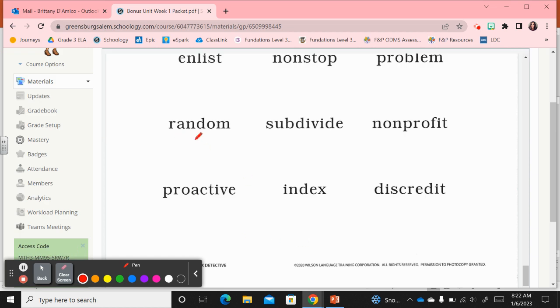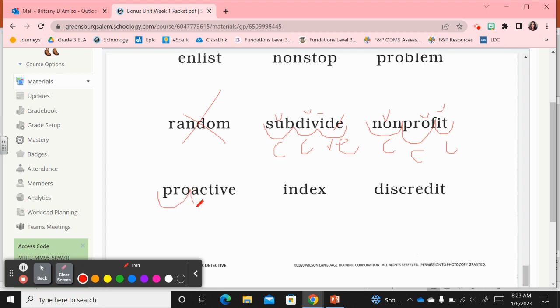Okay, and let's finish up with the last two rows. We have random. That is not a prefix. This one, though, is subdivide. Subdivide. Okay, so we have sub is a closed syllable prefix. Div is closed syllable, and ide is a long vowel consonant silent E. So that's a V-E syllable there. Okay. Non is a prefix. Non-profit. Non is a closed syllable prefix. Prof, closed syllable, and it, closed syllable. Non-profit.